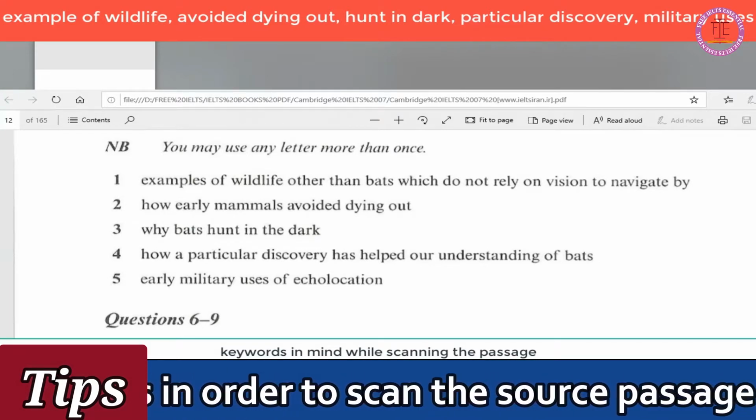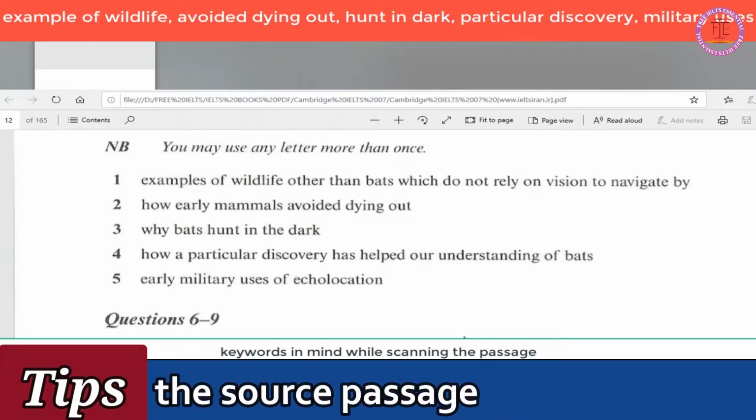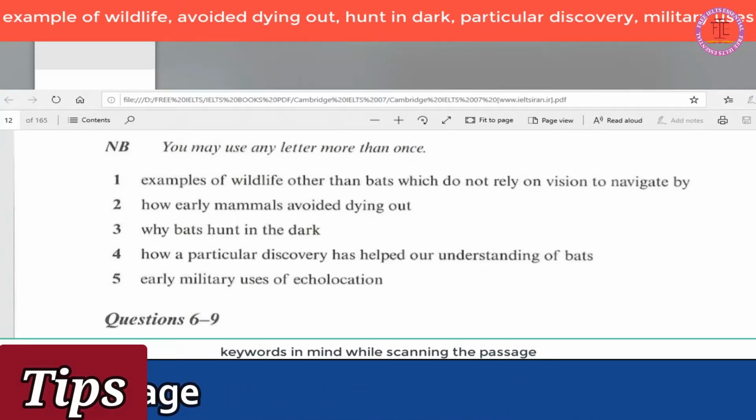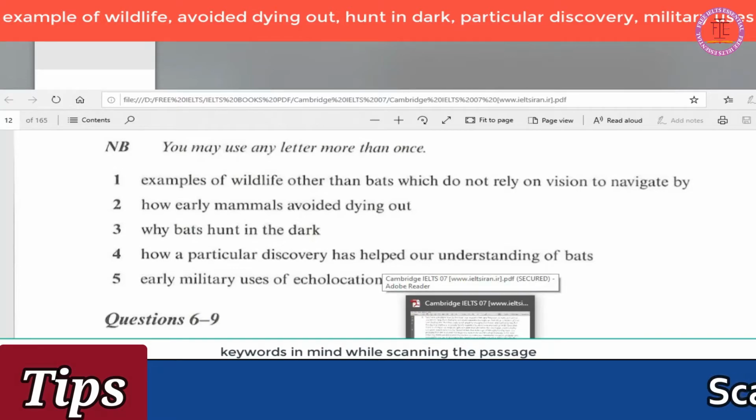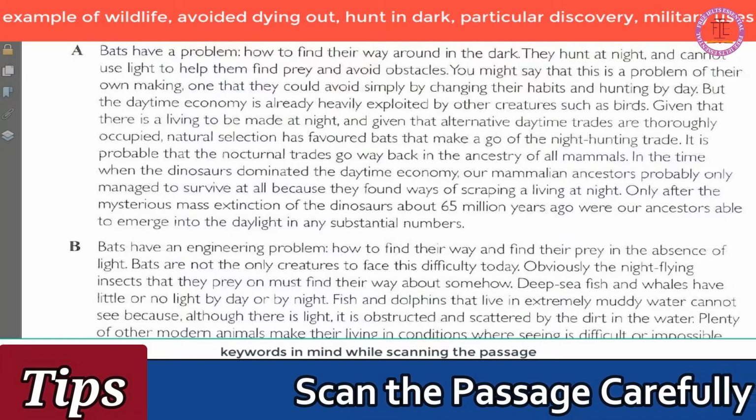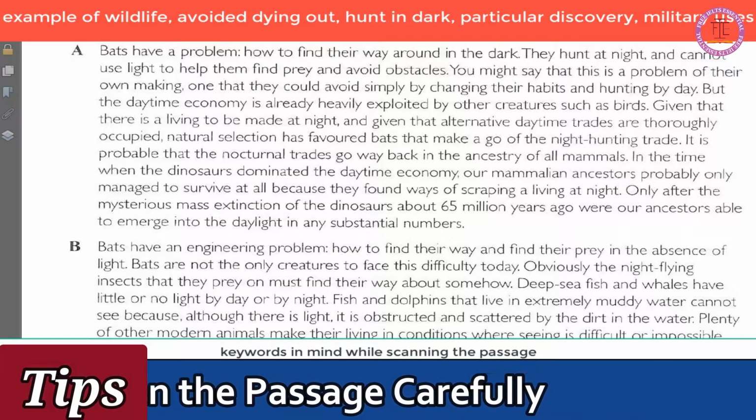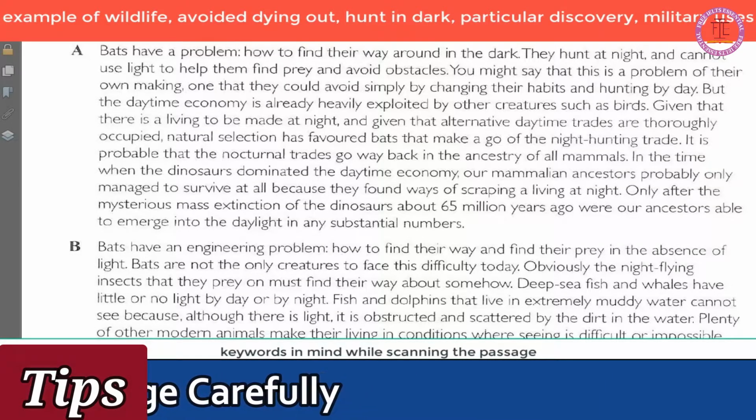So these are the keywords which would definitely be in my mind while attempting. So let's move to the source passage where this information could be available. The 5 words are already there in your mind, so let's begin from passage A and read it accordingly.